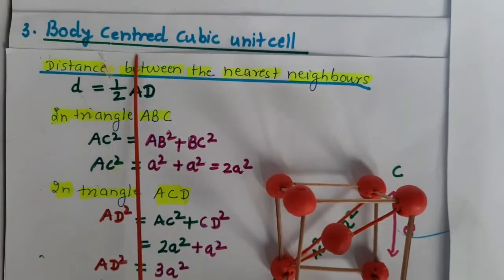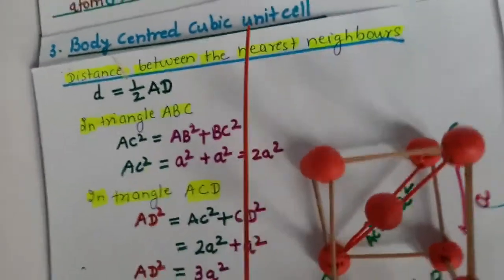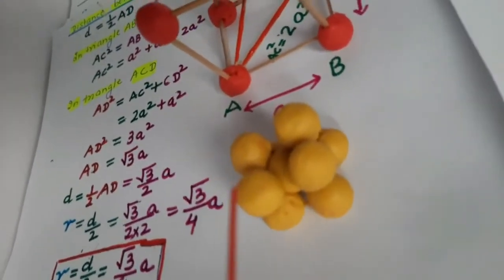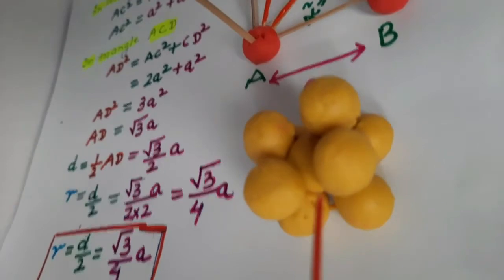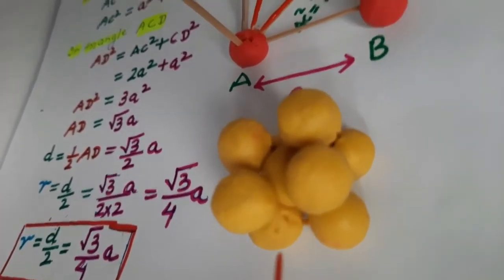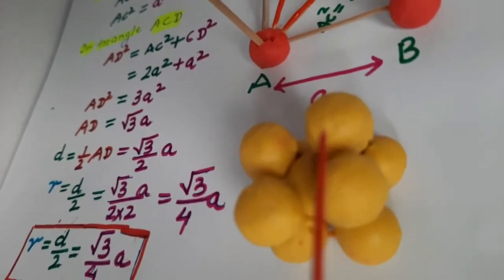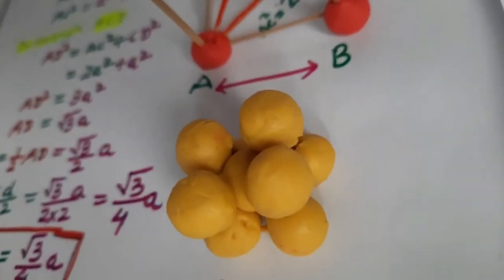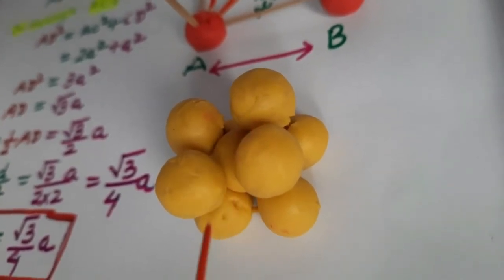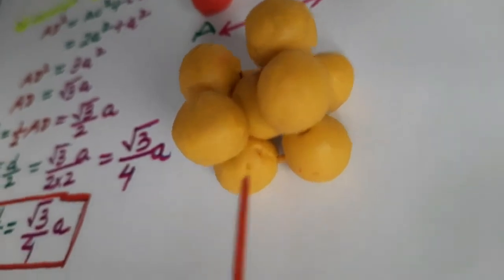Now let us consider the body-centered cubic unit cell. In this type of unit cell, the spheres present along the edge length do not touch each other, whereas the spheres present along the body diagonal touch each other. Therefore, the distance between the nearest neighbor will be half of the distance of the body diagonal.